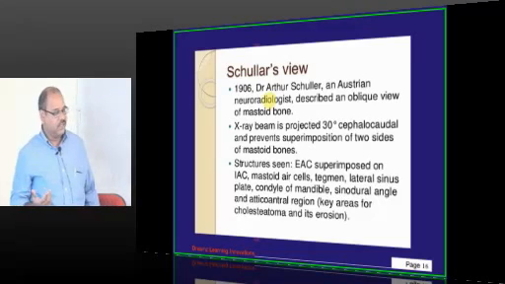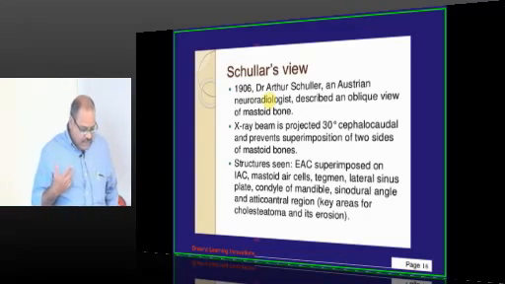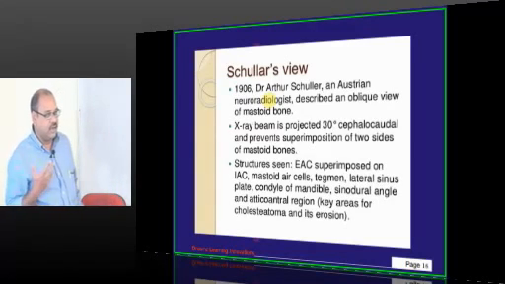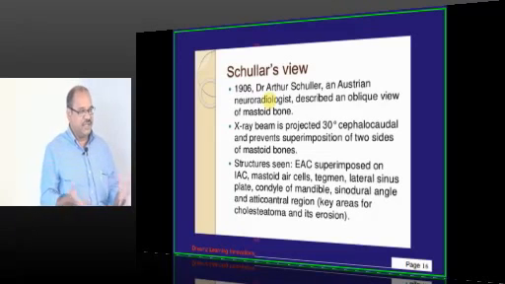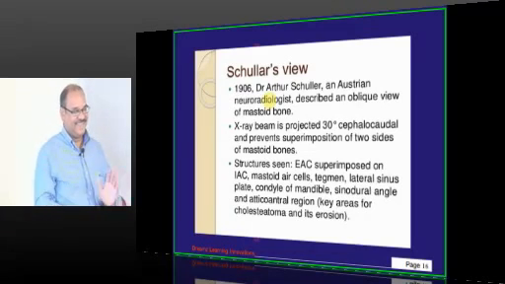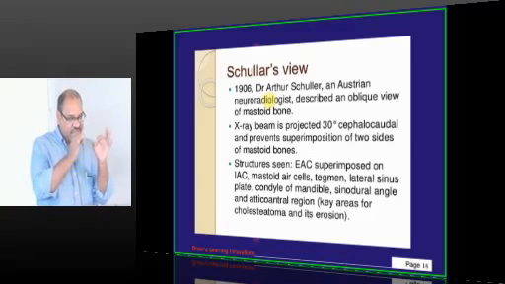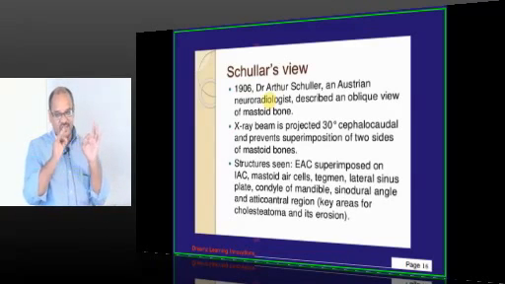You know what is the characteristic feature of cholesteatoma radiologically? Do you know? Bony erosion, cholesteatoma can erode any bone. The characteristic feature of cholesteatoma radiologically is what?